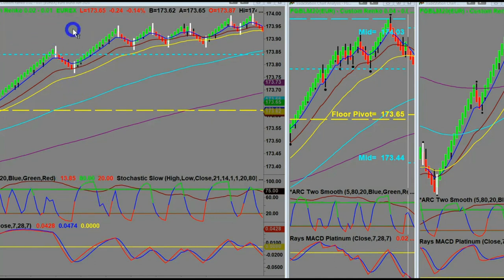Now a tick on the Bund is worth 10 euros, which as of today is 11 US dollars. Each time these little steps go up, that's 11 US dollars. So every one of these steps, if I can call them steps to keep it simple, is $11.